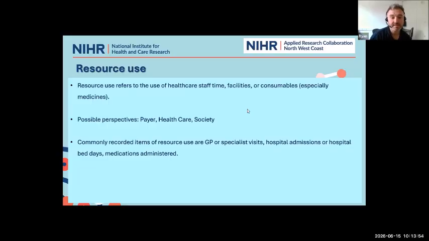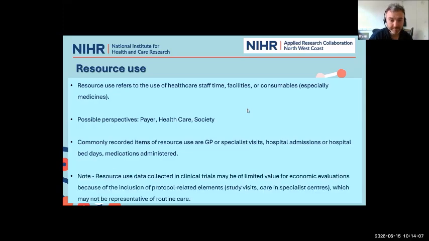Same with hospital bed days. The cost of staying in an ICU bed versus the cost of staying in a generic medical bed or non-specialist unit will have different costs associated with it. And then a note that resource use data collected in clinical trials may be of limited value for economic evaluations because of the inclusion of protocol related elements.